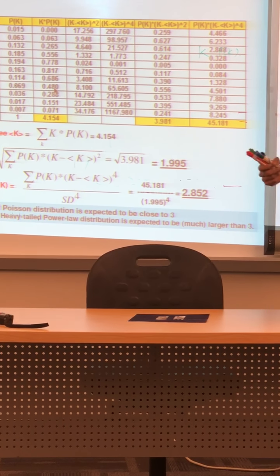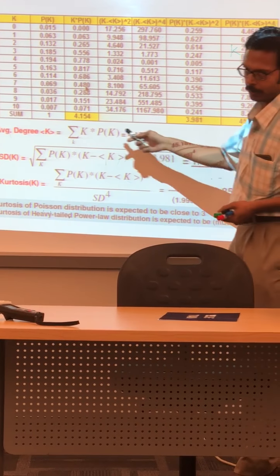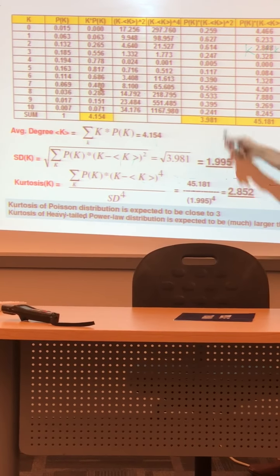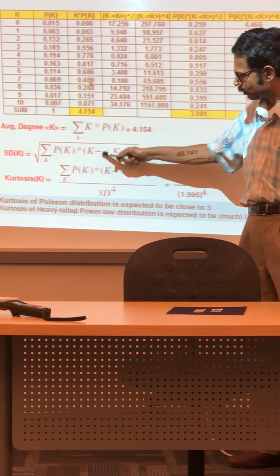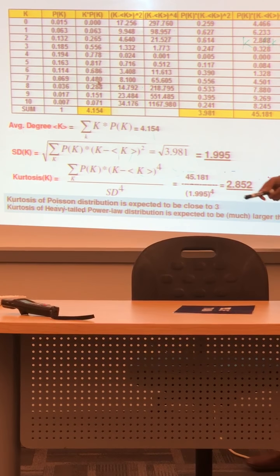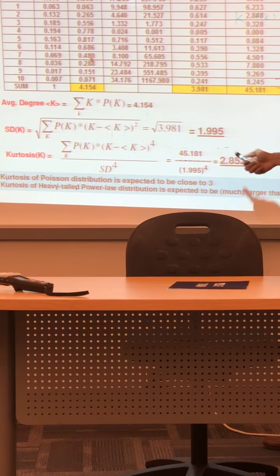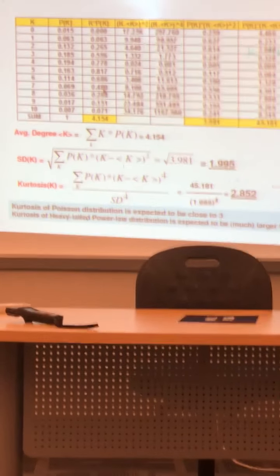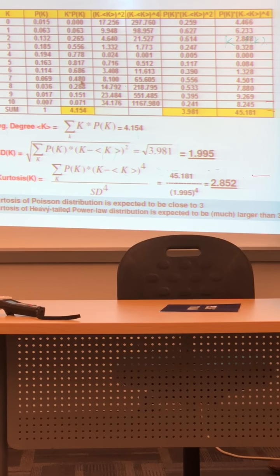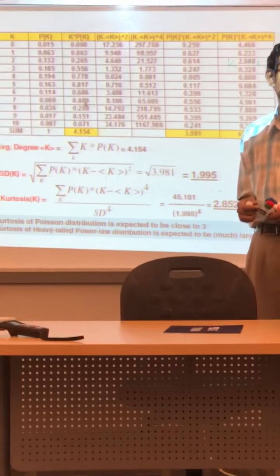So you all know how to do this, right? So given k, P of k, find first the average degree, k times P of k, summation, that's the average degree. Then k minus average squared times P of k, sum it up, that's the standard deviation, then the kurtosis. Okay? So it comes out to be 2.852. So it is close to 3 but still less than 3. Okay, so we cannot say it is scale-free in nature. Okay, so any question?